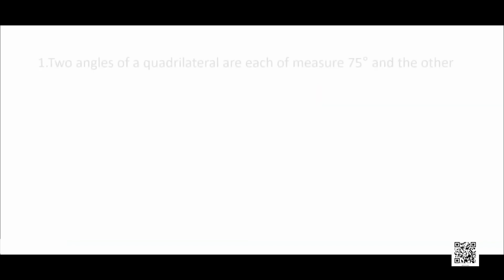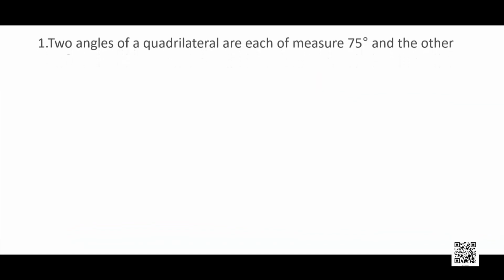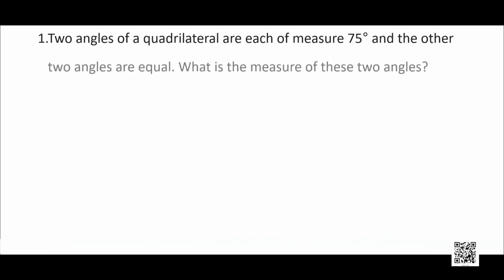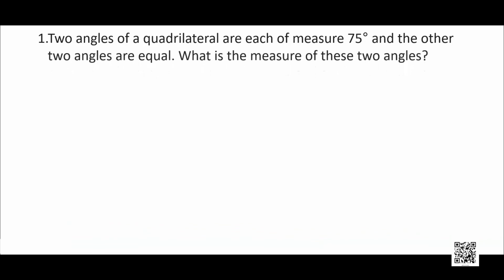So, we will take up the first problem. Two angles of a quadrilateral are each of measure 75 degrees and the other two angles are equal. What is the measure of these two angles? Now, we know there are 4 angles in a quadrilateral. 2 of them are given to be 75 degrees each and the other 2 are asked. So, how do we go about doing this problem?